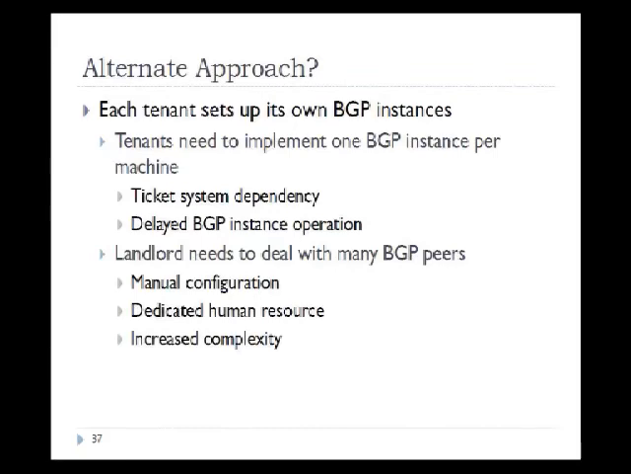And of course, there might be other alternate approaches. For one, each tenant can set up its own BGP instance to control their own routing. In this example, the tenants need to depend on the ticket system, because when they set up a peering session, they need to go through the system admin every time they add a new BGP instance, and the BGP instance operation might be delayed because of the problems mentioned previously. And on the other hand, the landlord needs to deal with potentially many BGP peers, and this requires a lot of manual configuration and dedicated human resources, and as the number of BGP peer instances increases, the maintenance complexity also goes up.